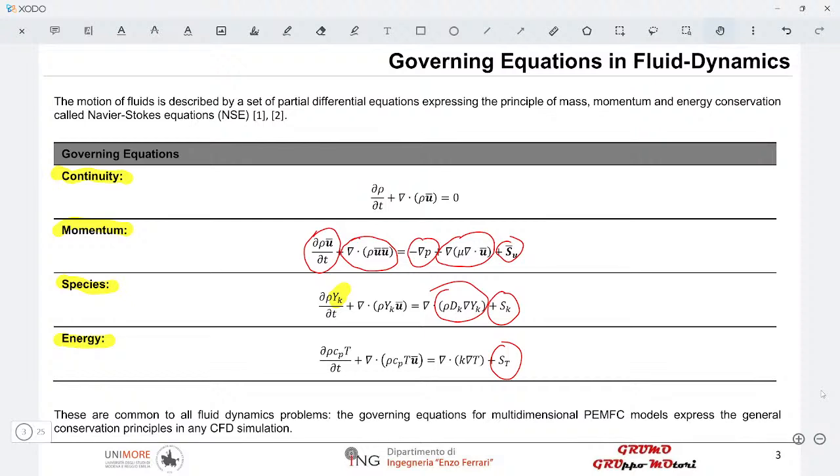Okay. And just to conclude this, if you need some basic concepts about these equations, sources 1 and 2 are two excellent textbooks for rudiments of CFD. These are the Versteeg and Malalasekera book and the Ferziger-Perić book. Okay.